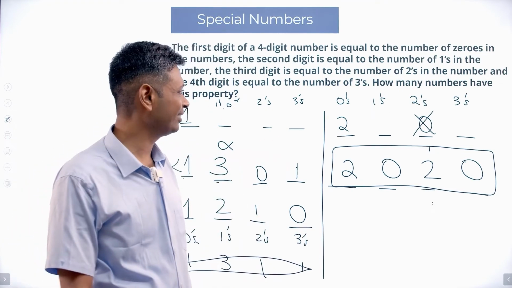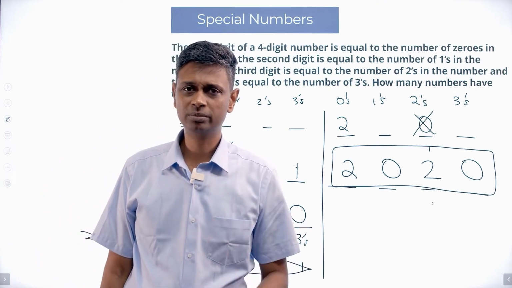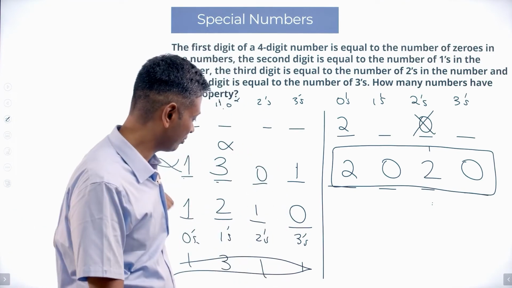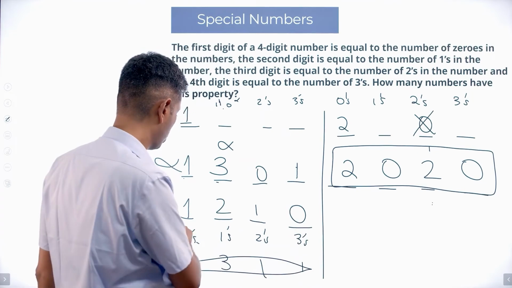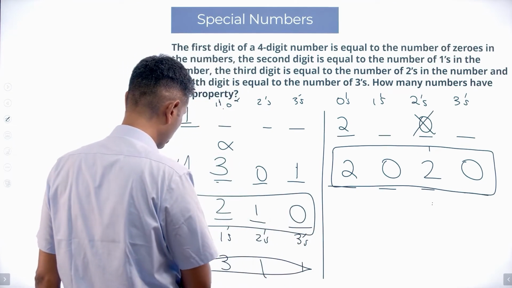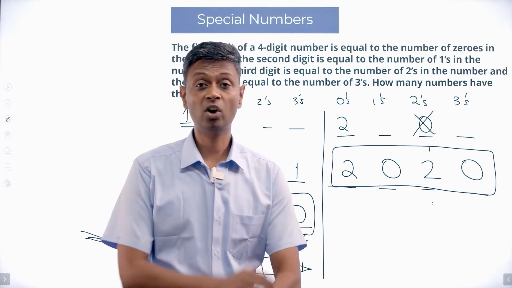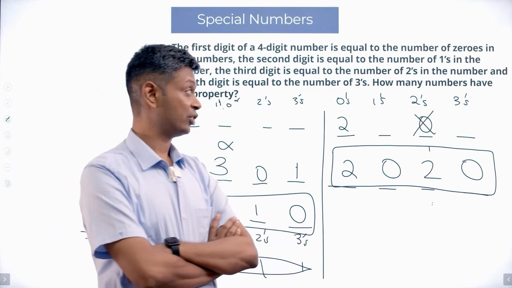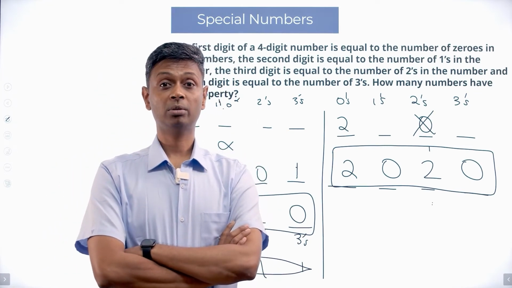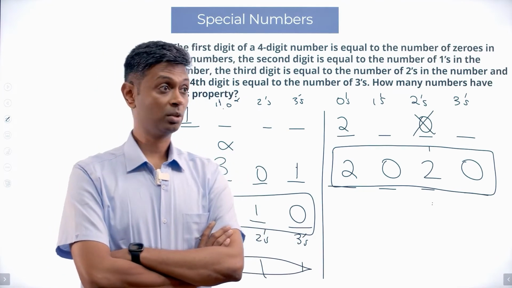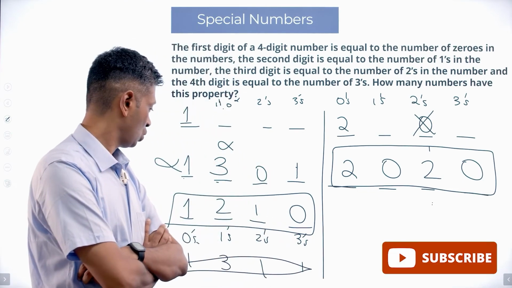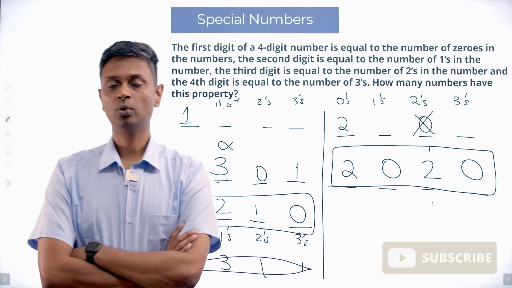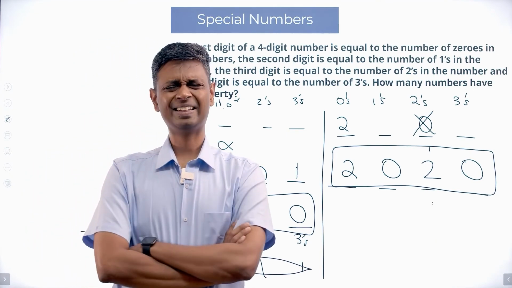The starting digit is either 1 or 2. It cannot be 0. It cannot be 3. Put it as 1, figure out every possibility. If you put it as 2, figure out every possibility. 1 2 1 0 and 2 0 2 0 both satisfy all the conditions given here. The conditions being, the first digit should be the number of zeros, second one should be the number of 1s, third one should be the number of 2s, last one should be the number of 3s. So 1 2 1 0 and 2 0 2 0 were the 2 numbers supposedly. Excellent question.